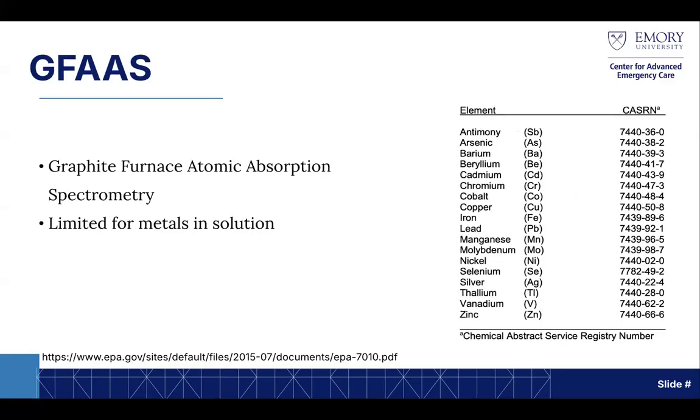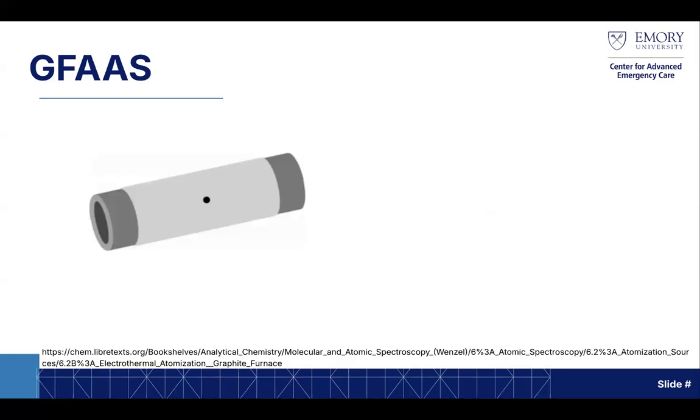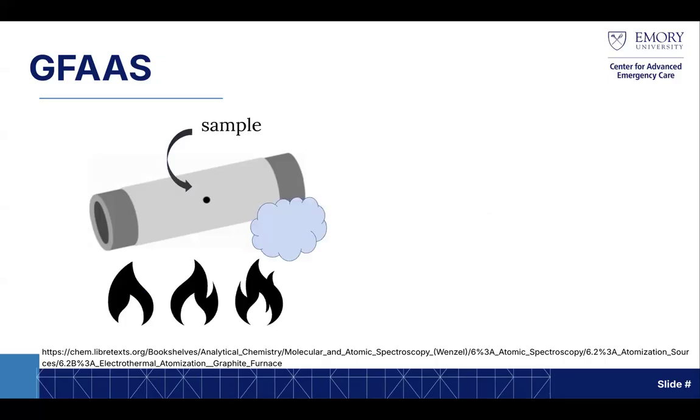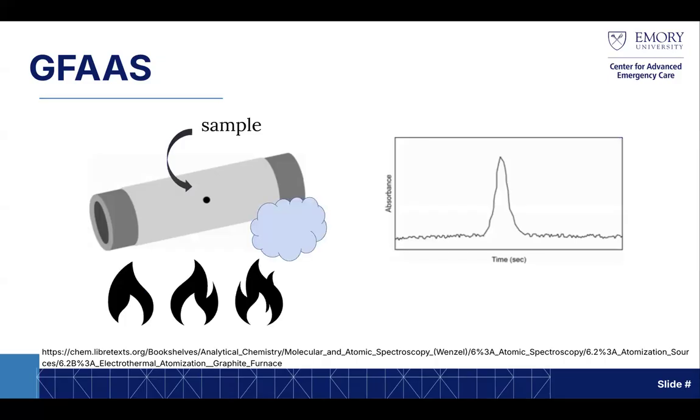The next method is GFAAS, which stands for Graphite Furnace Atomic Absorption Spectrometry. This is an older but still reliable technology. It uses electrothermal atomization to detect metals in solution. The way that it works is that there's a metal tube, a sample is inserted, it's heated 3 times, a plume is formed, and then the absorbance is detected at the moment that the atoms are released.